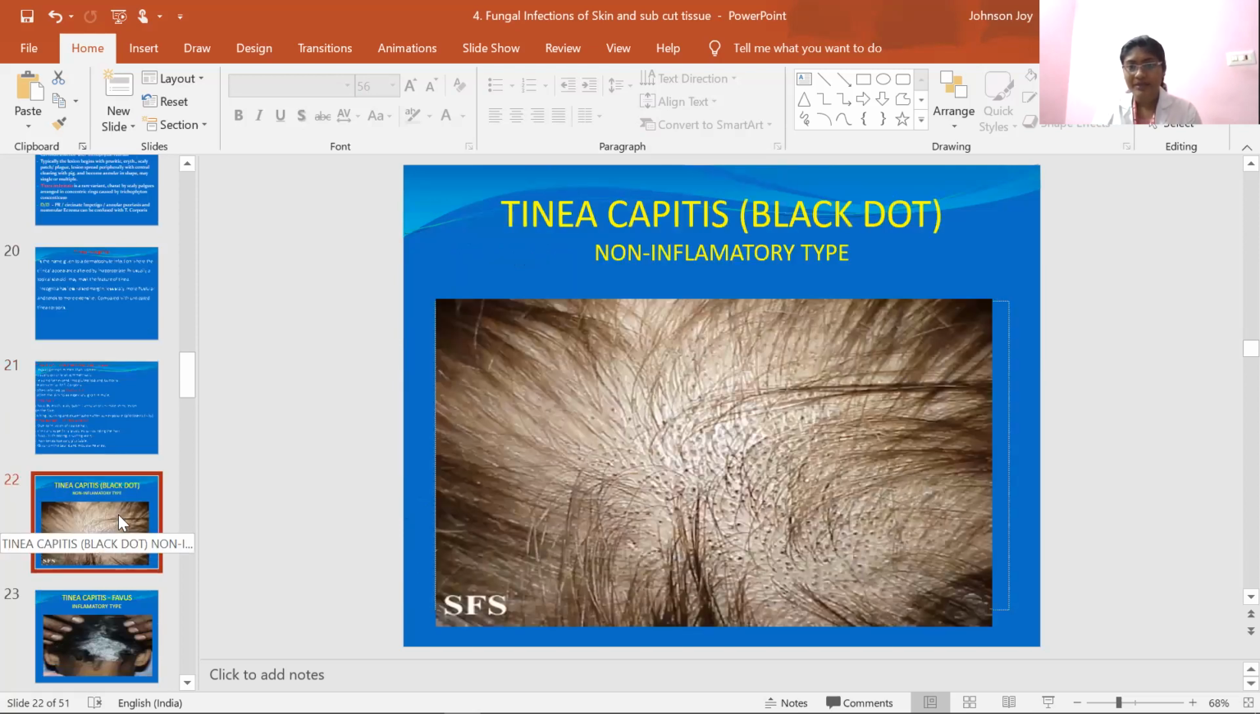This is tinea capitis, and that is like the black dot type. There are different forms also. So this is the black dot type of tinea capitis. You can see several black dots, and this is actually a non-inflammatory type.